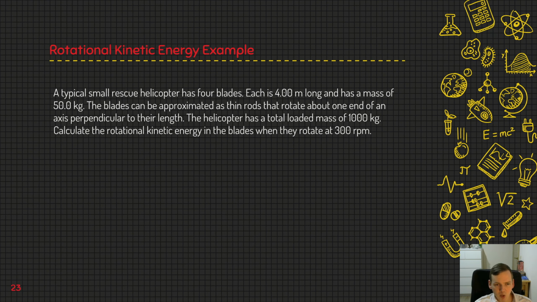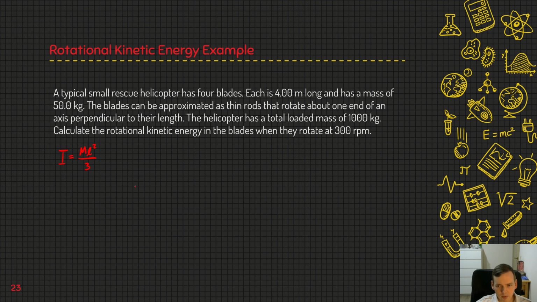So here we've got a typical small rescue helicopter that has 4 blades. Each is 4 meters long and has a mass of 50 kilograms. These blades can be approximated as thin rods that rotate about one end on an axis perpendicular to their length. So you can go back to the previous videos, look that up on the table, and you'll see that you get I for those rods is equal to m times the length of the rod squared over 3. So I'm just going to put that aside for later.